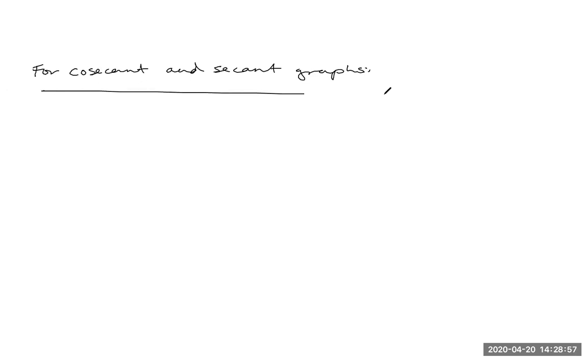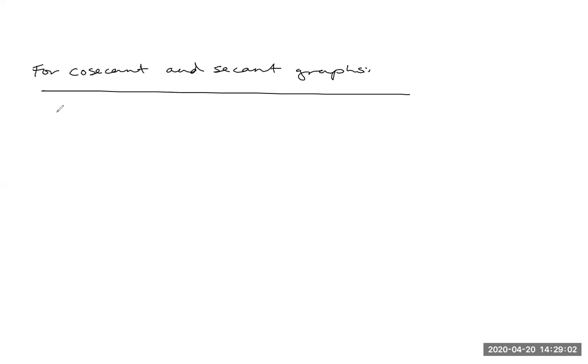So for this part, for cosecant and secant graphs, you're actually going to do a very, very similar process.